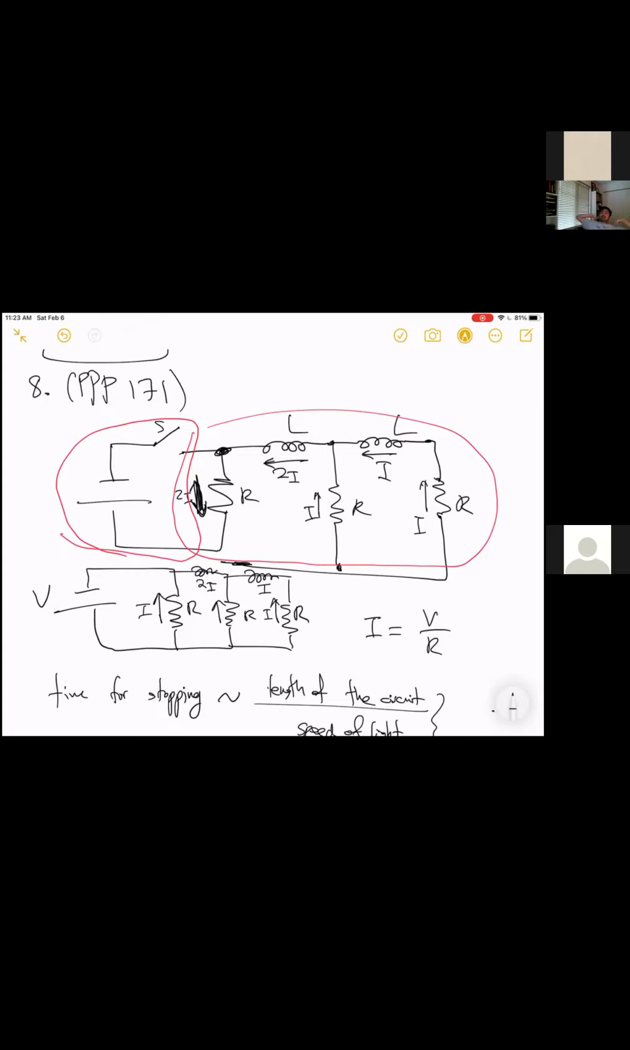Why is the brightness proportional to I squared? Because the power dissipated in a resistor is I squared R, and brightness is proportional to power. Brightness of anything is proportional to power emitted, and the power emitted is I squared R. So therefore it's I squared.